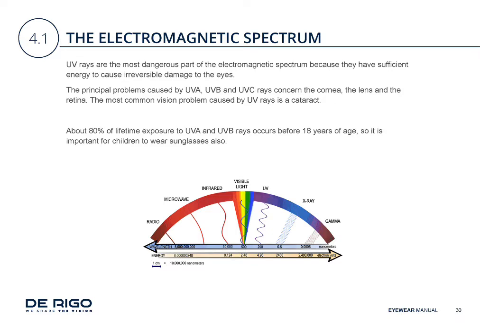The principal problems caused by UVA, UVB, and UVC rays concern the cornea, the lens, and the retina. The most common vision problem caused by UV rays is a cataract. About 80% of lifetime exposure to UVA and UVB rays occurs before 18 years of age, so it is important for children to wear sunglasses also.